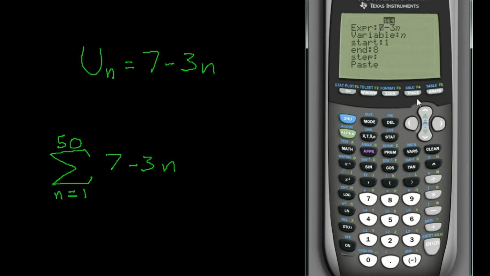The sequence of 7 minus 3n, our variable n, we're going to start at 1, except this time we're going to end at 50. Enter. So the sum of this sequence going from 1 to 50 is negative 3,475.